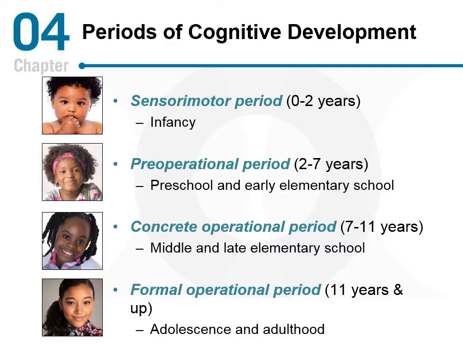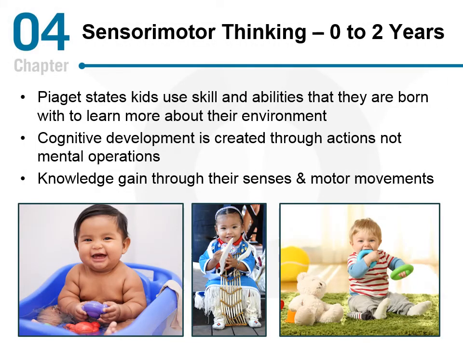So with Piaget, he has these four developmental stages. Now, in this particular week, we're going to talk about the sensorimotor and preoperational periods, and next week we'll talk about the concrete and the formal operations. So during the initial phase of development, Piaget said kids utilize the skills and abilities that they're basically born with, such as suckling and grasping and listening. And they use these to learn more about their environment.